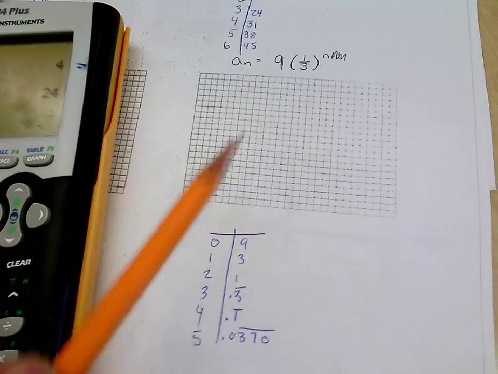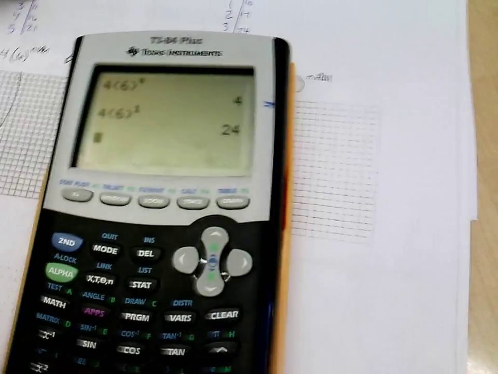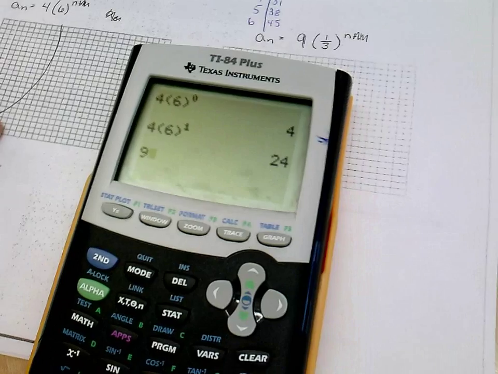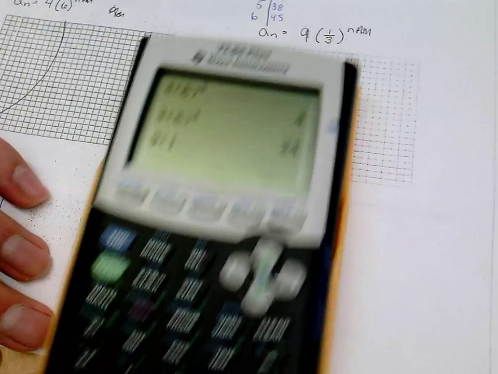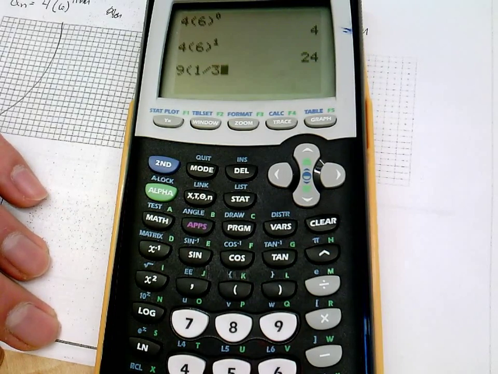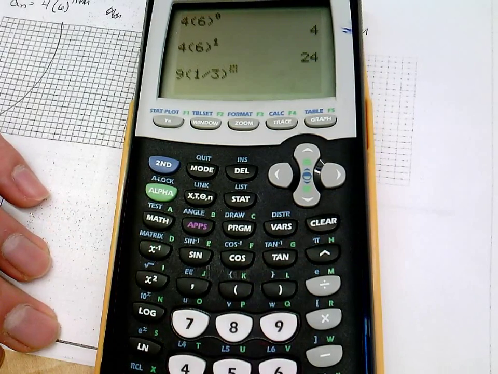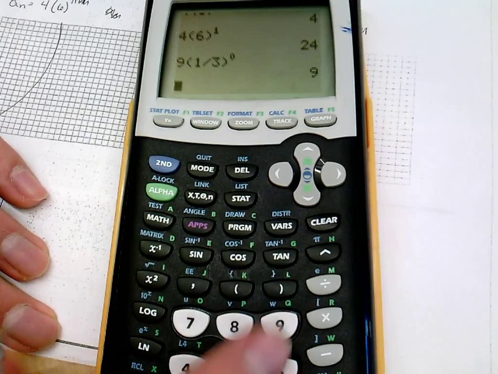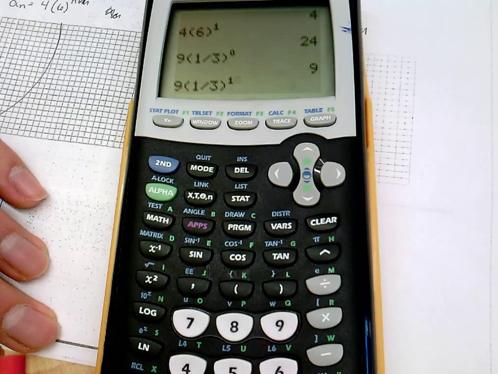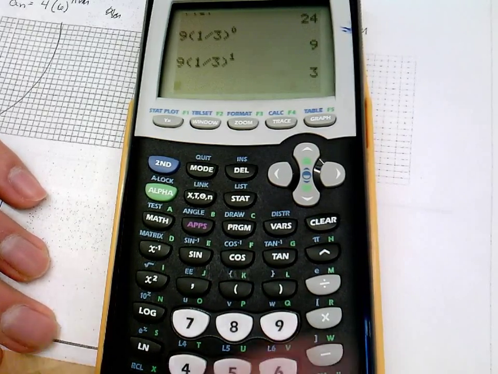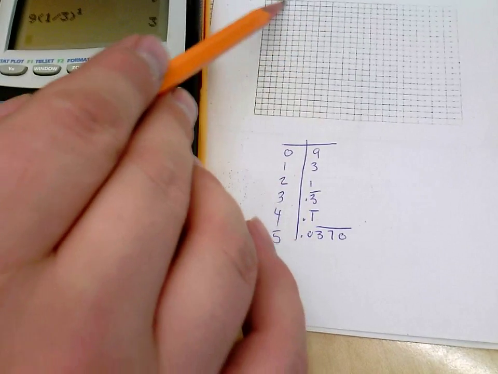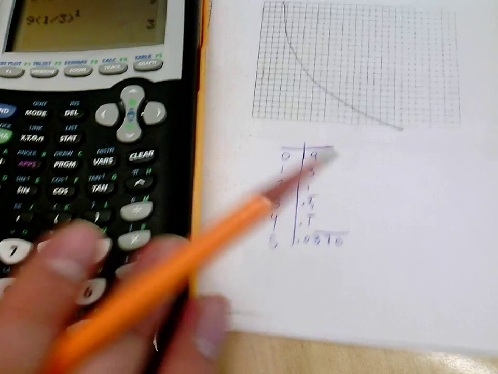And now I'm going to show you how to put this one in your calculator just so you know one last time. So let's start with a 0. So I would start with 9. Remember, always put the parentheses. 1. So I pushed 1. And I hit the division sign for a fraction. 3. Close the parentheses, caret key, 0. Gives me 9. 9 parentheses 1 divided by 3, caret key 1, that gives me 3, so on and so forth, and that's what this whole thing will look like. And remember, this is going to be a decay, but it's going to have a curve.